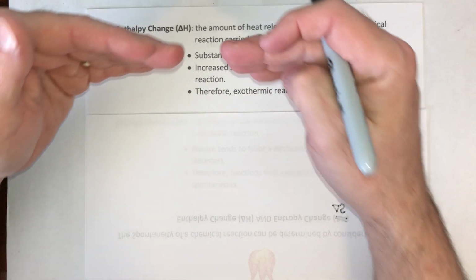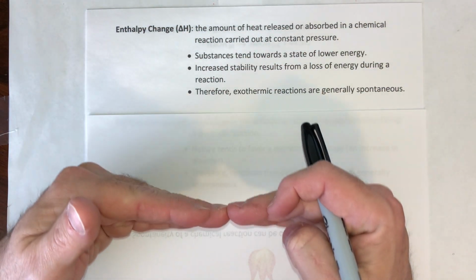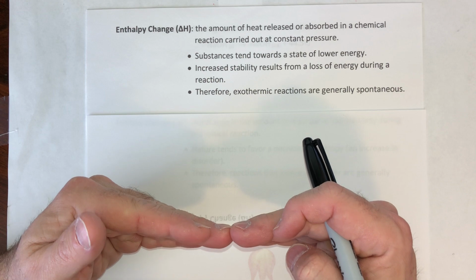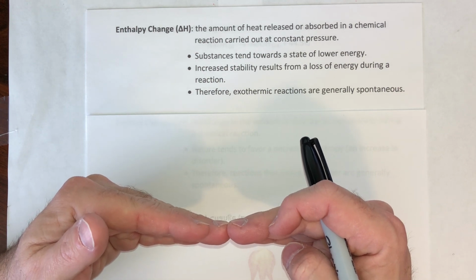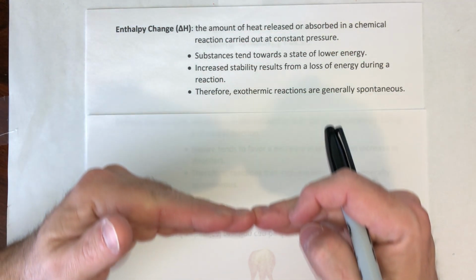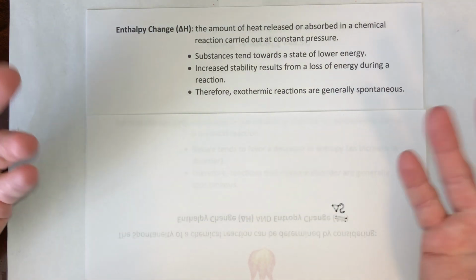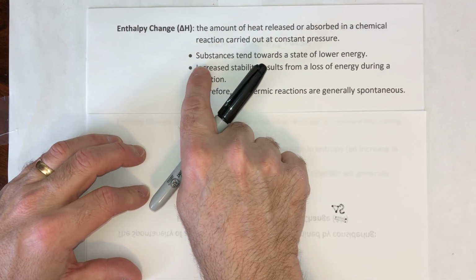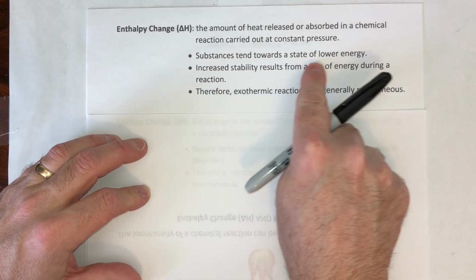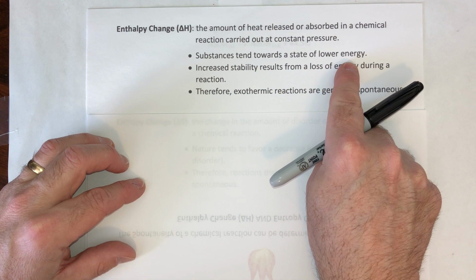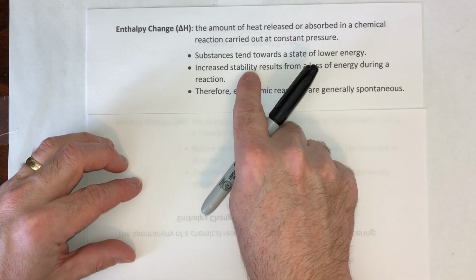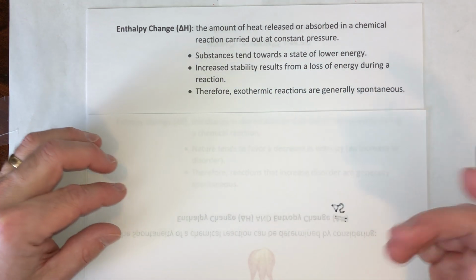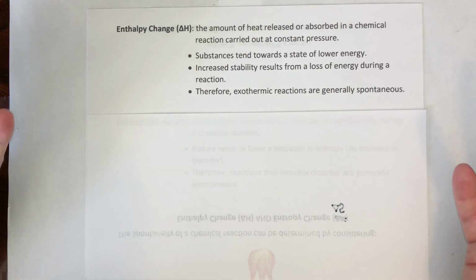The entire universe is tending towards low energy. So any chemical reaction, any physical process that reduces the amount of energy is going to tend to be spontaneous. It's going to tend to be the one that happens. So that's what we've got here, right? Substances tend towards a lower state of energy because it does give it increased stability. The lower energy you have, the more stable you are.